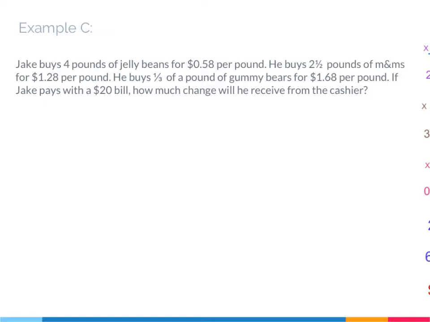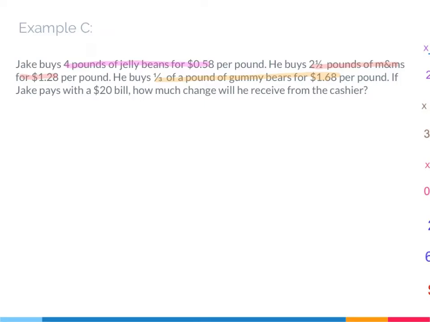So let's start with the pounds of jelly beans. So let's go through and highlight the parts of our problem that are going to be important for us to know. So 4 pounds of jelly beans is going to be 58 cents. That's important. 2.5 pounds of M&Ms is going to be $1.28. That's important. And a third of a pound of gummy bears is going to be $1.68. That's going to be important information. So let's start with the jelly beans.